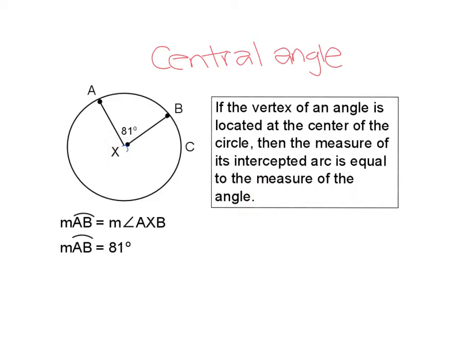So this is circle X because X is the point in the middle. Basically, we're saying that this angle here is going to be congruent to its arc because it's a central angle. Clearly, as you see here, the measurement of arc AB is equal to the measurement of angle AXB, which is 81 degrees. So therefore, the measurement of arc AB is 81 degrees. I just wanted to go back over that to make sure that you recall this information, because now we're going to talk about inscribed angles.